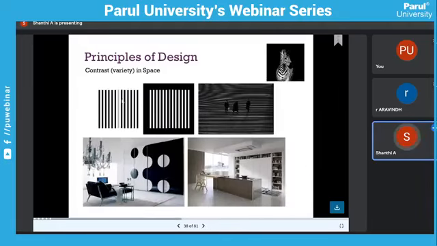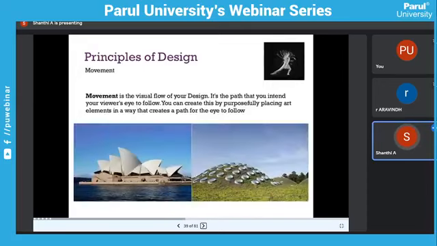So here again, one gray line contrasted with all these lines. See, this could give you an illusion, this could give you an illusion. In a similar way, black and white contrasted, light and dark, light and dark. So this is where we get contrast.